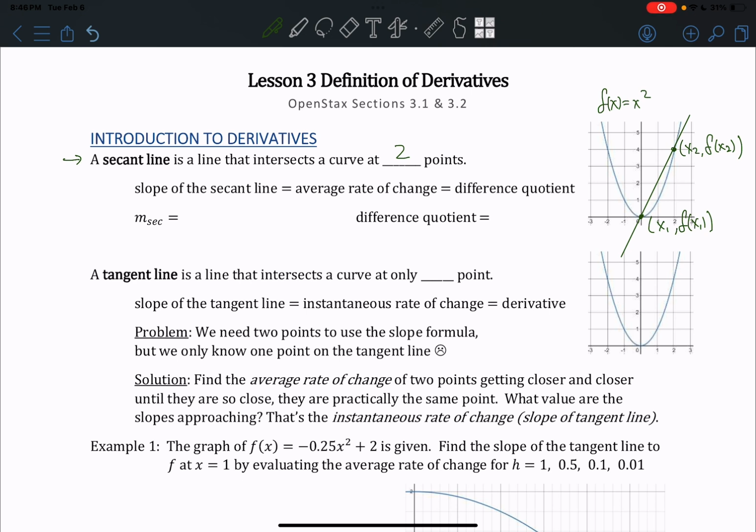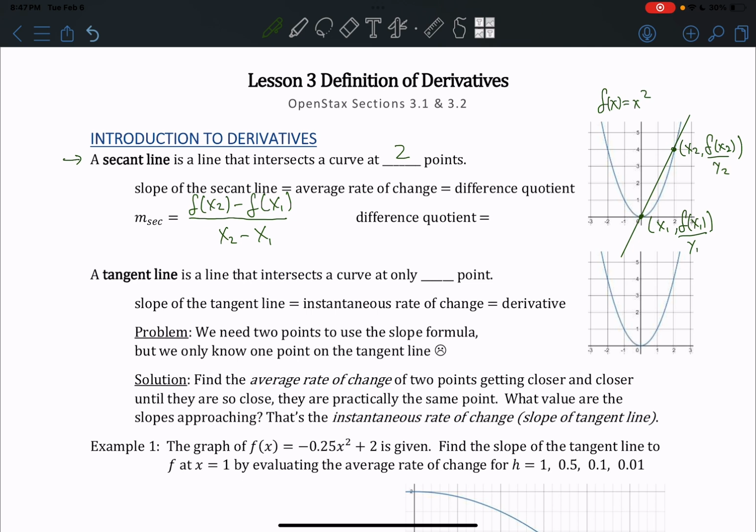Once I have these two set up, then the slope of the secant line is simply y2 minus y1, right? This is your y2, and this is your y1. y2 minus y1, so f of x2 minus f of x1 all over x2 minus x1. Okay, so that right there is the slope of the secant line.